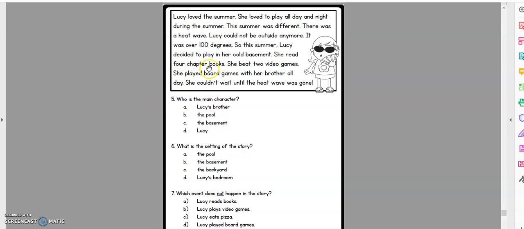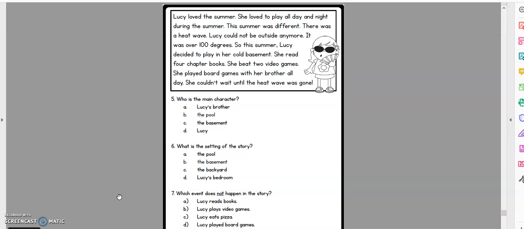All right, so let's look back in the story here while you think about your answer. Which one doesn't happen in the story? So if I go back, I see that she read chapter books, she plays video games, she played board games. As I look through all of these sentences again, I notice it doesn't say anything about pizza. So which event does not happen in the story? C, Lucy eats pizza.